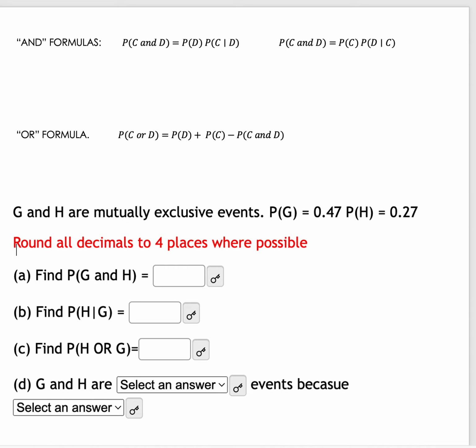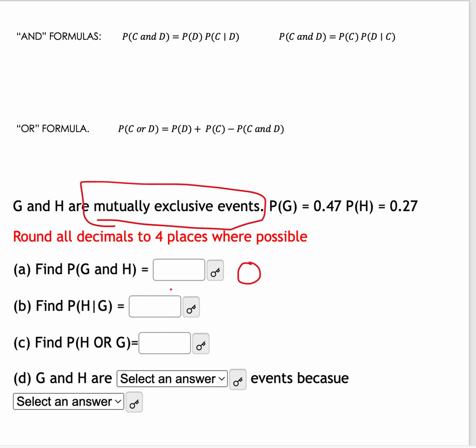Now, mutually exclusive events, because they can't happen together at the same time, the probability of those two events happening at the same time is going to be 0. So when you look at part A of this problem, it says find the probability of G and H. Because we know that G and H cannot happen together, that probability has to be 0. And again, that is because they're mutually exclusive events. Now, in part B, we need to find the probability of H given G.